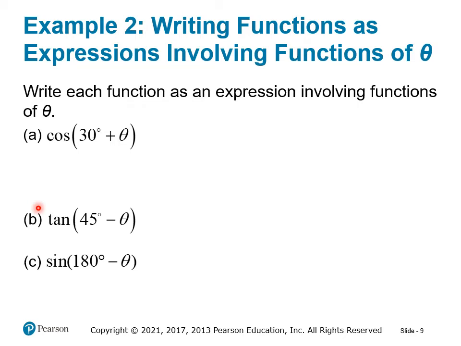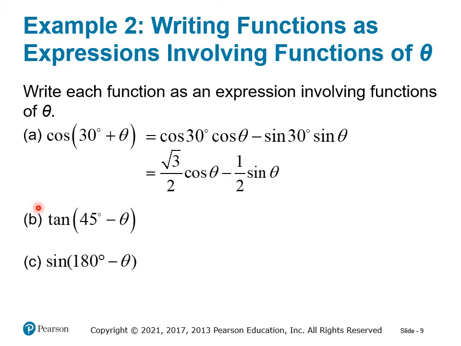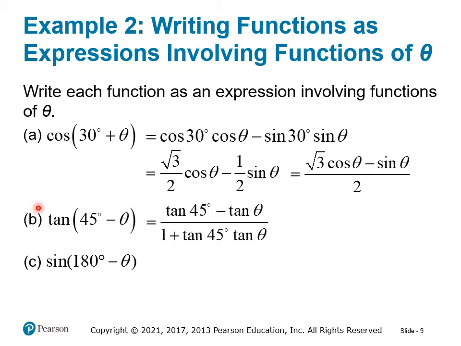So the cosine of 30 plus theta is equal to the difference between the products of the cosines and the products of the sines of each of the individual angles. We can substitute in the value for cosine 30 and sine 30, and we have our solution here. This is just rewritten in another way, which is fine. We can do a similar thing with tangent 45 minus theta.